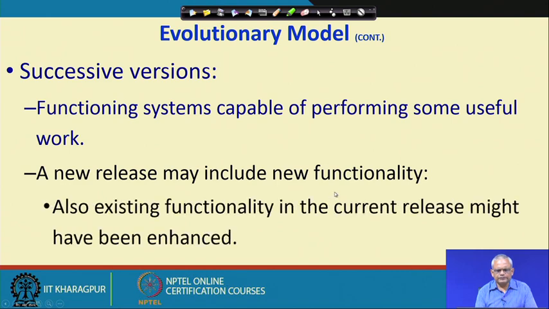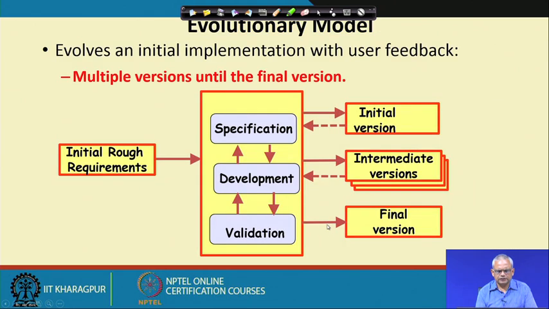When a new release is made, new functionalities are added, but some of the existing functionality, based on the customer feedback, might have been changed or enhanced. We can represent the model in this schematic. Initially, some rough understanding of the system is done. It is not a full specification of the system, unlike the incremental model.